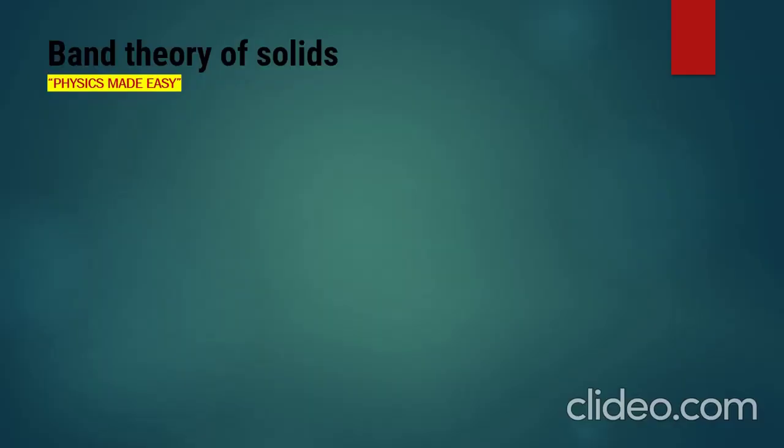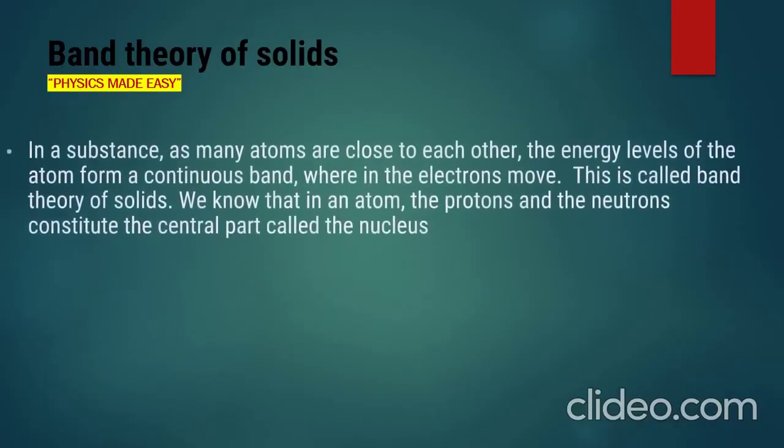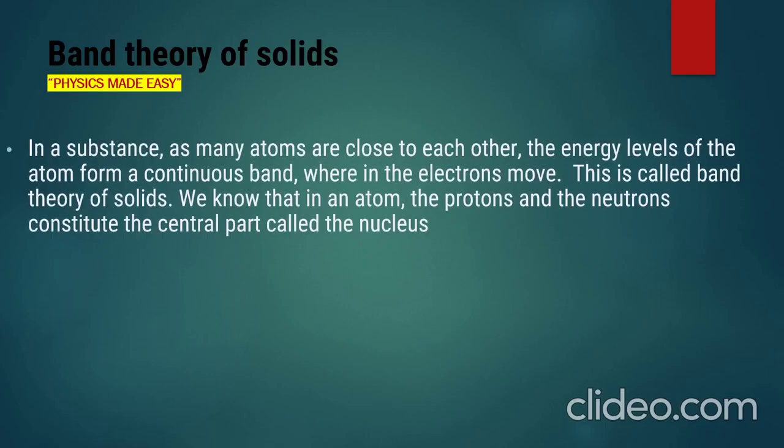Band theory of solids. In a substance, as many atoms are close to each other, the energy levels of the atom form a continuous band wherein the electrons move. This is called band theory of solids.